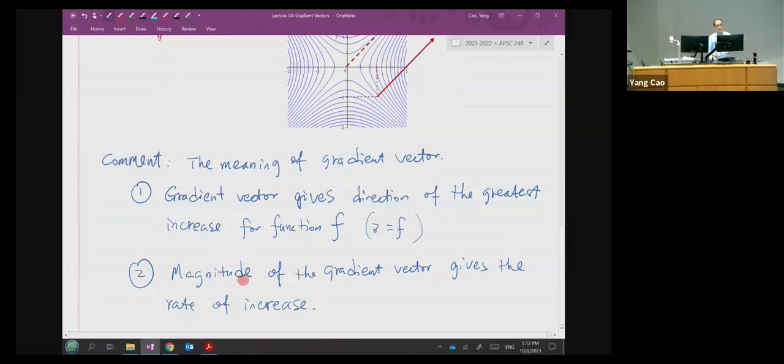What is the meaning of a gradient vector? If I had to ask you, what do you have to remember about this lecture after you graduate? First thing is this: what's the meaning of the gradient vector? So let's go back to this first statement. Its direction gives the direction of greatest increase for function f.